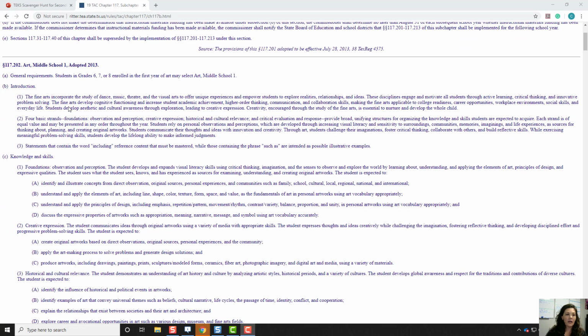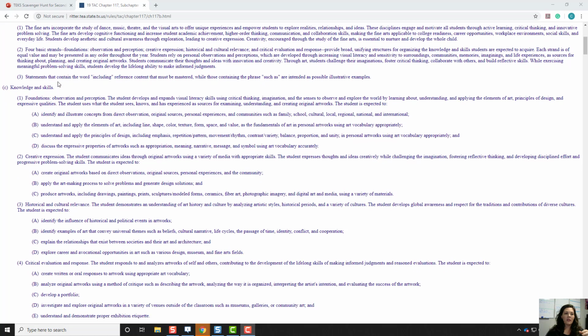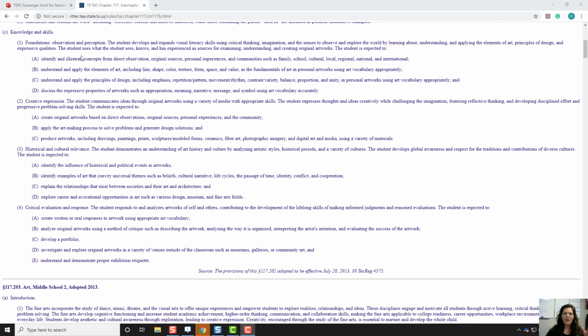And if I scroll down a little ways, I'll see that there's an introduction. The introduction provides a very broad overview of what's going to happen in art in that grade level, in those standards. And then you'll see the knowledge and skills statements. These are probably what you are most familiar with at this point in class, and you know that they start with a number and then they have letters that follow them.